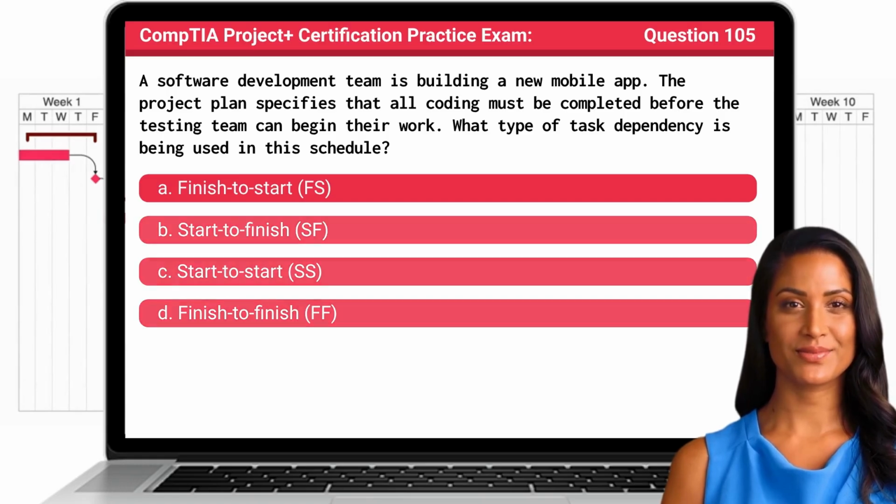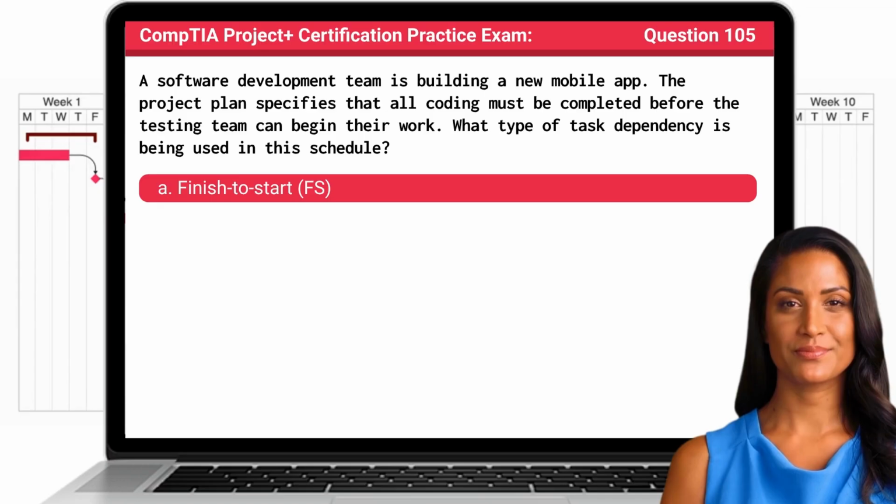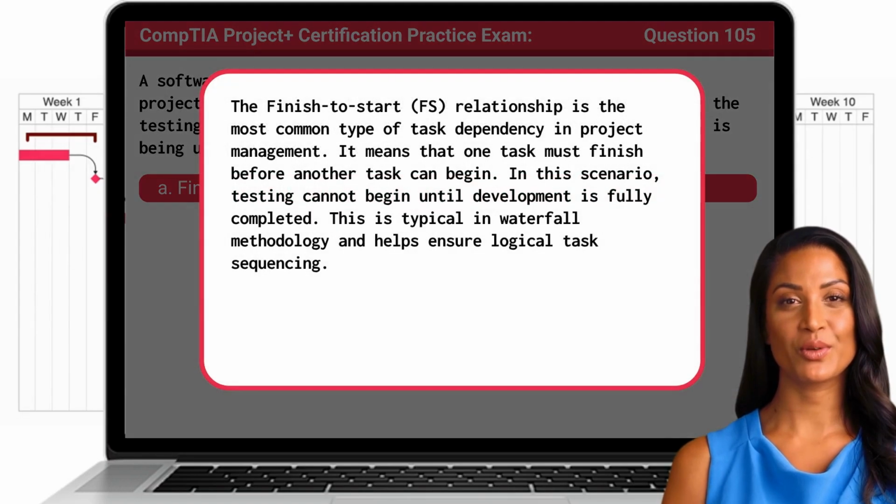The answer is A. Finish to start. The finish to start relationship is the most common type of task dependency in project management. It means that one task must finish before another task can begin. In this scenario, testing cannot begin until development is fully completed. This is typical in waterfall methodology and helps ensure logical task sequencing.